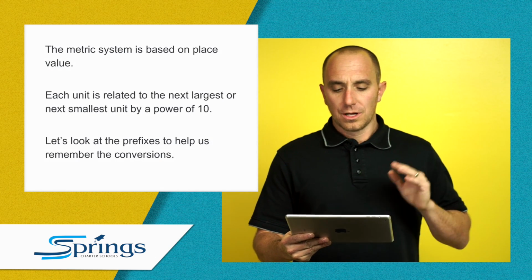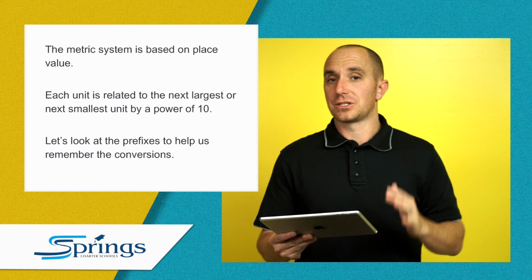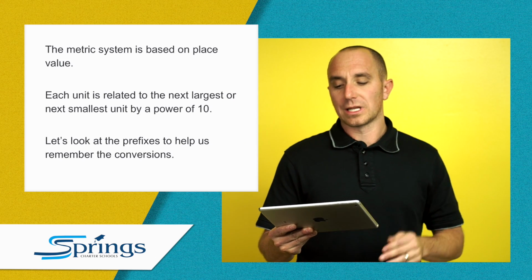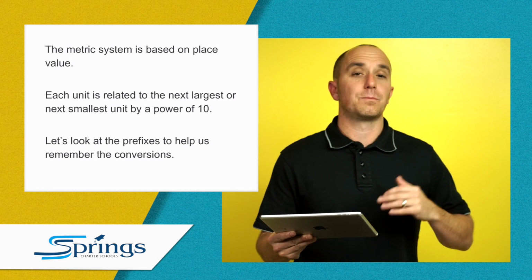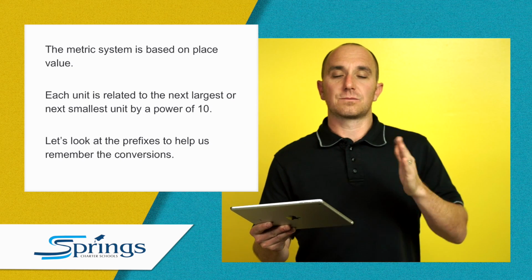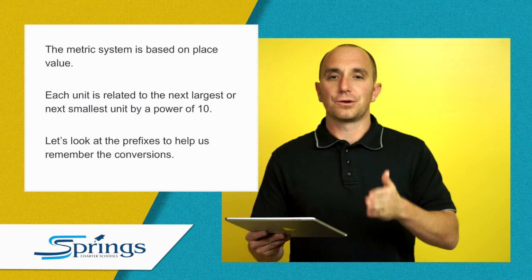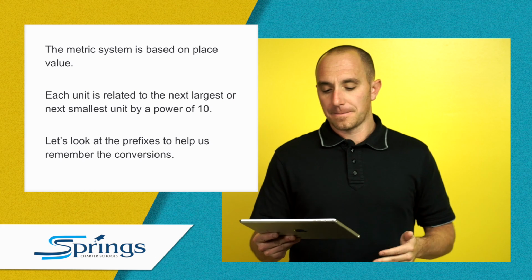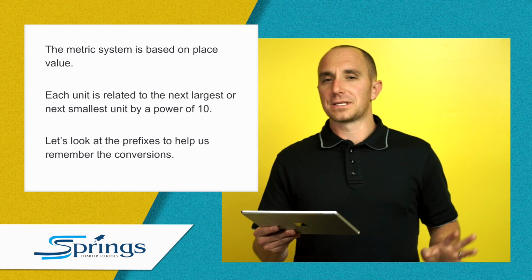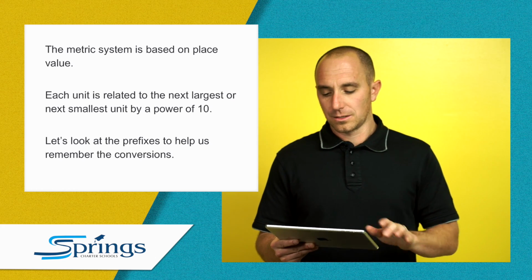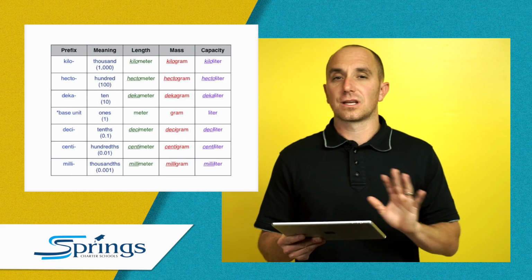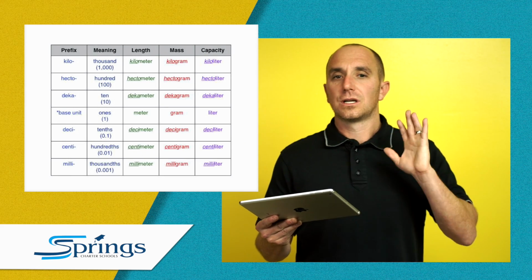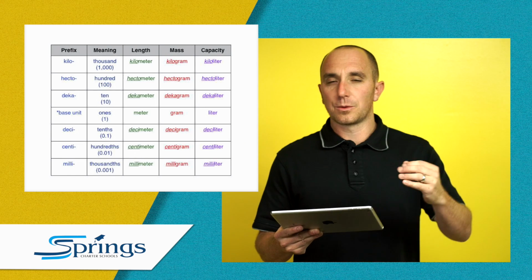The metric system is based on the place values I just indicated. Each value is related to the next largest or next smallest by a power of 10, because as you go across the place value chart, you're always essentially multiplying by 10. So let's look at the prefixes to help us out, and I think that'll make it a little clearer. There are lots of charts like this online, maybe even in your math books. Just make sure that you take your time to really look at it.